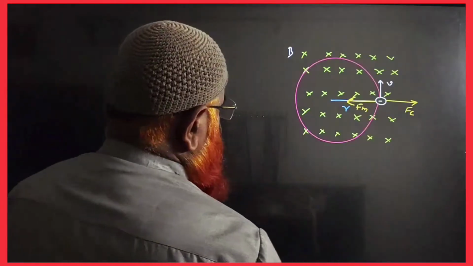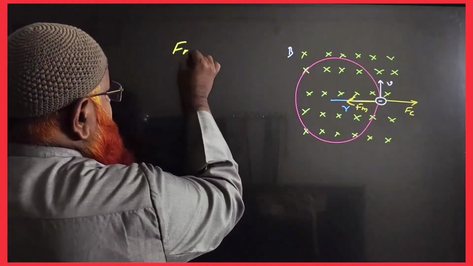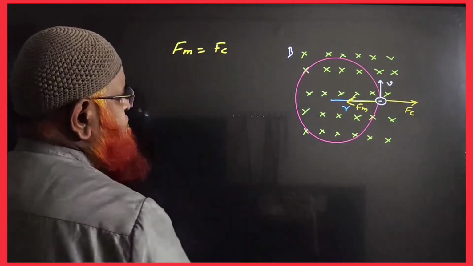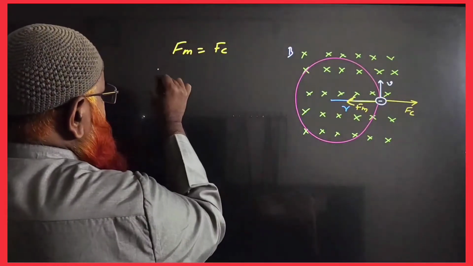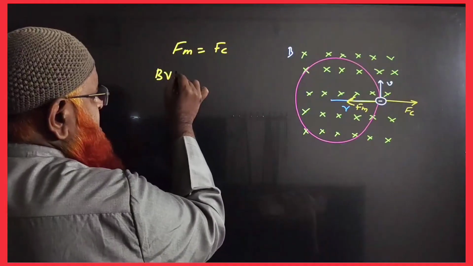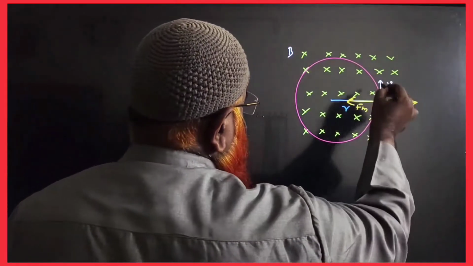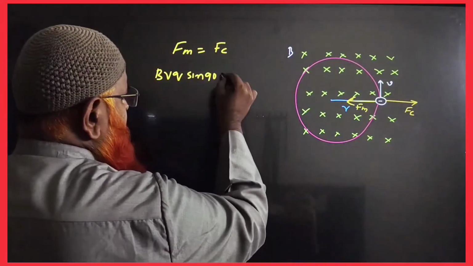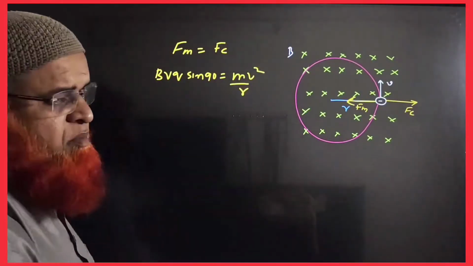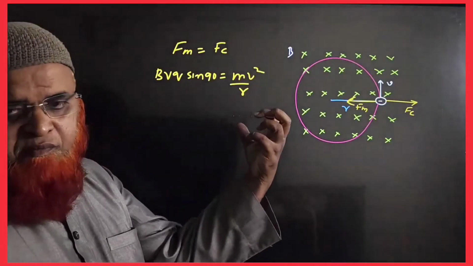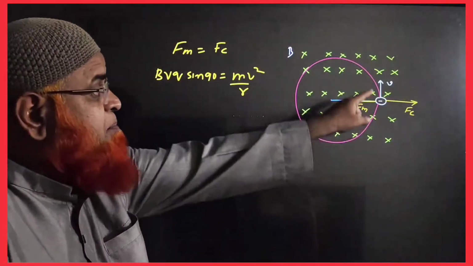Now what is going to happen? Just see here. The force due to the magnetic field is counterbalanced by the centrifugal force. Just now I told you that the force due to the magnetic field is BQ sin 90, because the magnetic field and velocity make 90 degrees. And the centrifugal force is going to be mv square by r, acting away from the center. These two counterbalance each other. That's why it is moving in a perfect circle.